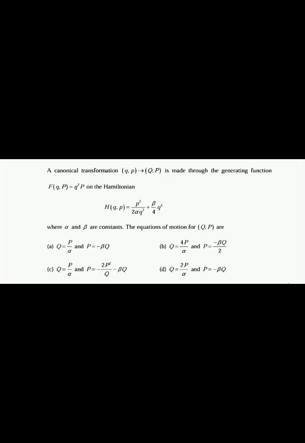So the next question is, a canonical transformation is made through the generating function F = q²P on the Hamiltonian H = P²/(2α Q²) + β/4 Q⁴, where α and β are constants, and the equations of motion are dash. Here F = q²P, so this is an F2 type generating function. Then ∂F2/∂q = p and ∂F2/∂P = capital Q. Here it is given H = P²/(2α Q²) + β/4 Q⁴.